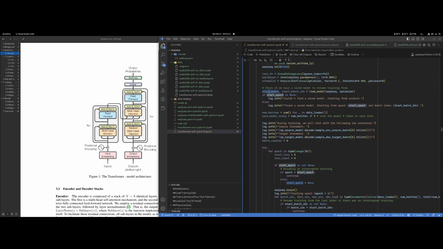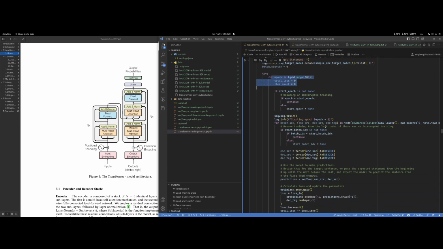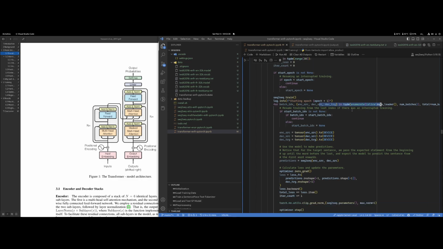What am I doing here? So loading the model from checkpoint if it's already saved, and then after that getting into the training loop, where you can see I am going through the batches of the data loaders. So that's going to be my training data. One thing you might notice is that that's the encoder, the source statement, and that's going to be the decoder part.